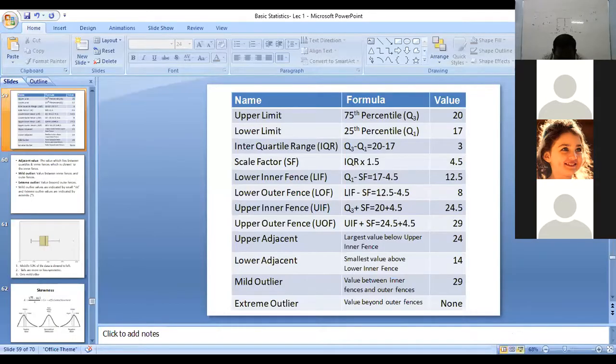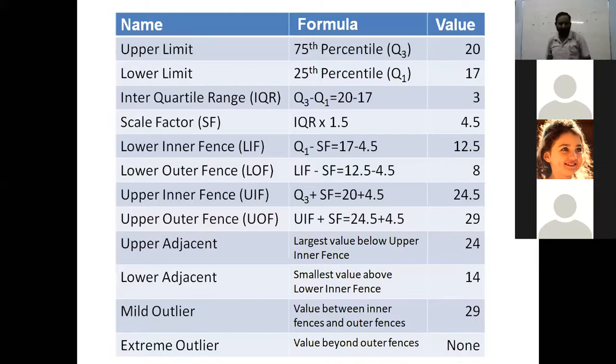Is that correct? Lower adjacent value should be 14. This is 14, and this is 24 according to our calculation. So the upper adjacent value should be closer to the upper inner fence, and the lower adjacent value should be closer to the lower inner fence. So that's fine. Okay.